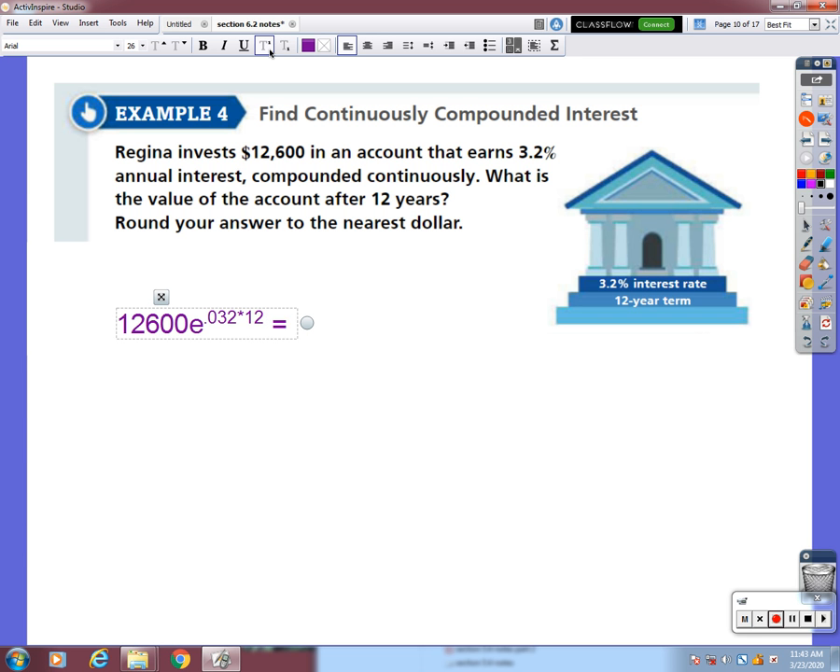So if I type that into the calculator, 12,600. Like I said, you can just go to the keyboard and type in E. And then I want to do this to the, I've got to throw some parentheses around this because E is being raised to the power of both of those numbers. So I should throw some parentheses around the 0.032 and the 12 so that we don't get confused. You would end up with $18,499, which is not so bad.